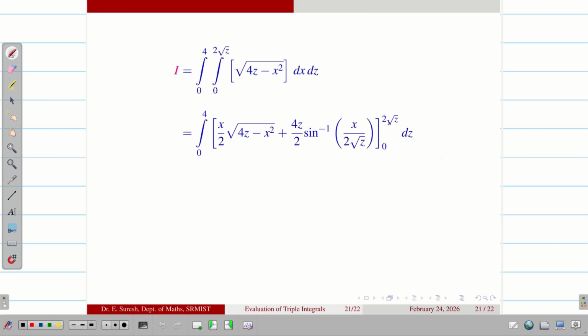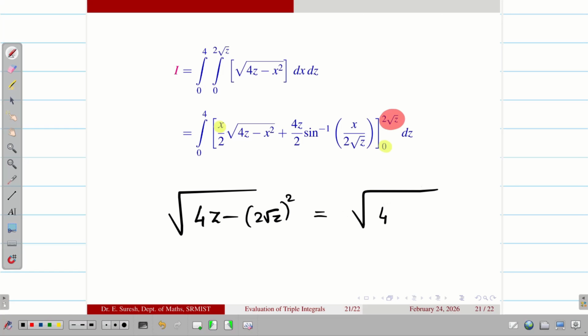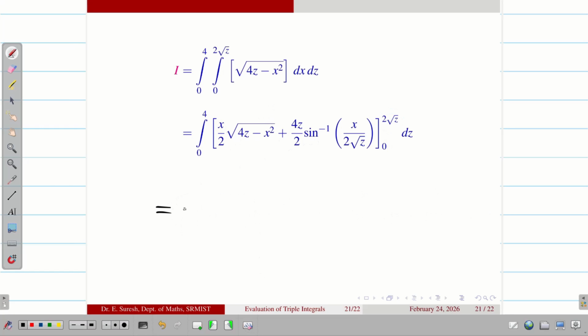My upper limit is 2 into root z, lower limit is 0. So when I substitute the lower limit, my first term will become 0. 0 into anything is 0. Similarly, when I substitute the upper limit, we get 4z minus 2 root z whole square, which is 4z minus 4z. It is going to be 0. So in both cases it is 0. So I can neglect this term, and we are going to substitute the limit for the second term.